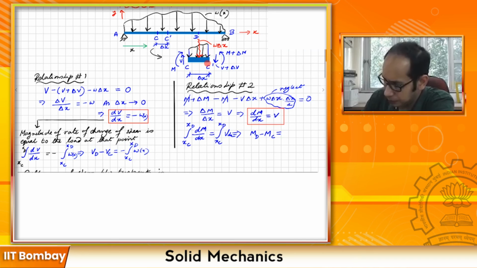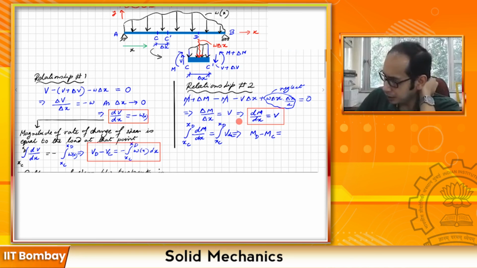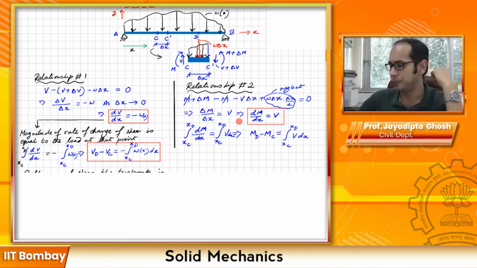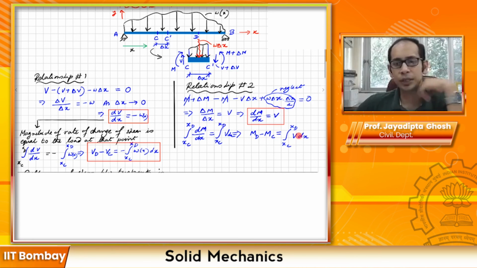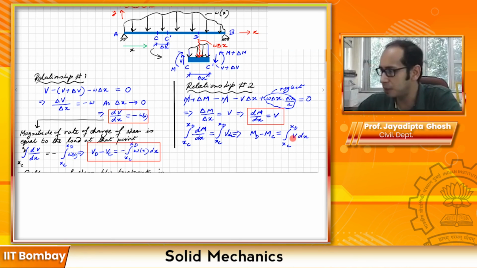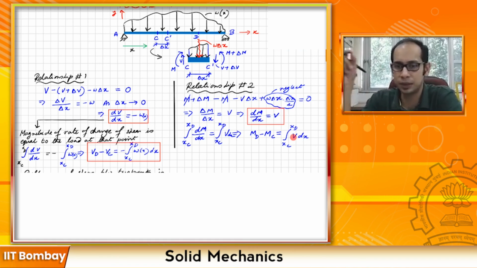Let me just write that. Now coming back to here, what is this integral that we get? M_D minus M_C is the integral from x_C to x_D of V dx. What does this mean? What is this quantity over here? This quantity is nothing but the area of the shear force diagram between these 2 points C and D, because you remember this variation of V with x is essentially my shear force diagram. So the integral between x_C and x_D is just the area of the shear force diagram between these 2 points.